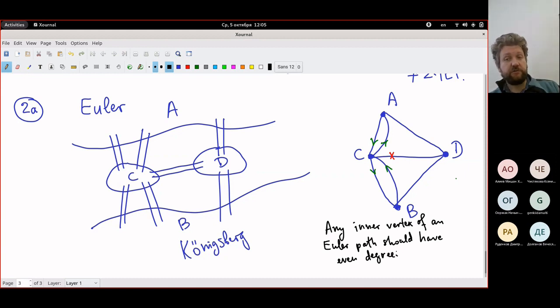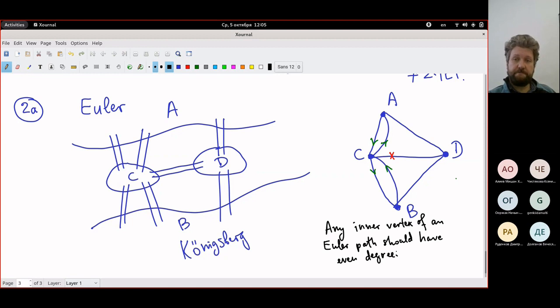Because we have to traverse all the possible edges which come into this vertex. And since we didn't start there, we didn't finish there, there should be pairs of entry and exit. They're all distinct edges. So if it is odd, then one edge will be not covered. The starting and the ending point, they could be odd. And they will be odd if they are different. So if it's the same, then when we start and finish at the same point, all the vertices are even, and this path is called an Euler cycle.